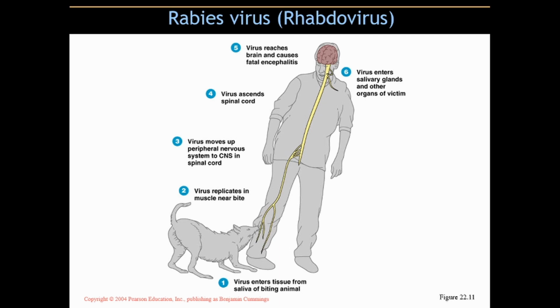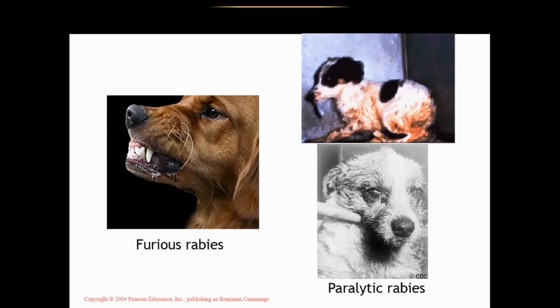And then as a result of this mind-altering virus, the infected animal has this desire to bite, this furious rabies to bite, and then that will lead to, of course, the dissemination of the virus into the environment. So this is the virus's way of getting itself out there.